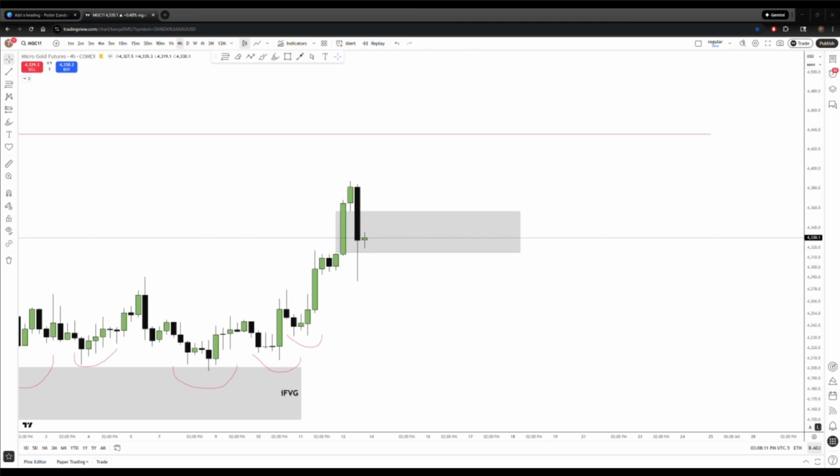And now, because it's inversion, as soon as we get the next bullish candle that taps back into the fair value gap, we can anticipate it to continue up. That's what Dado was asking.